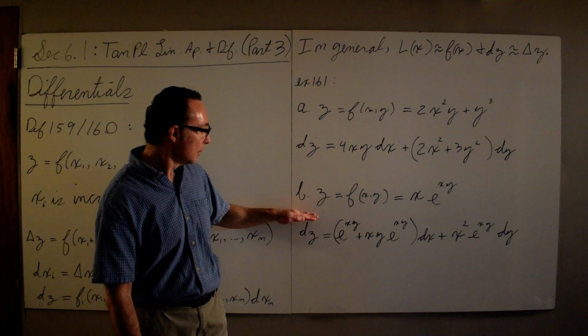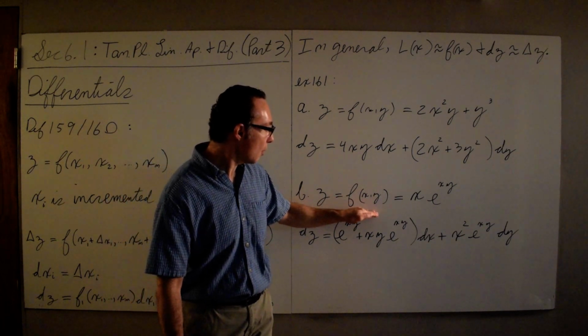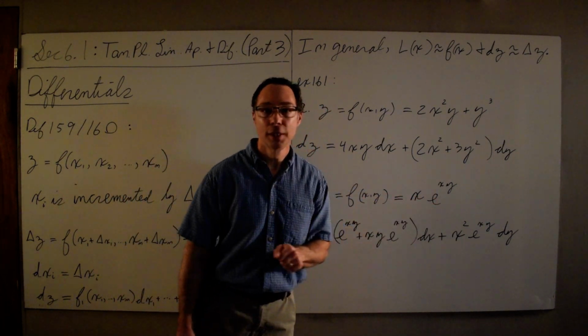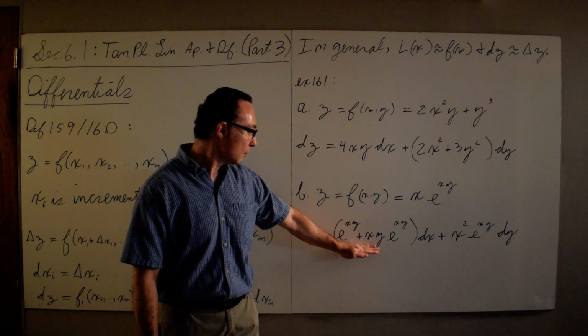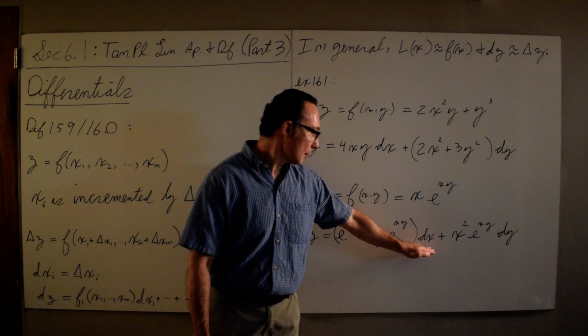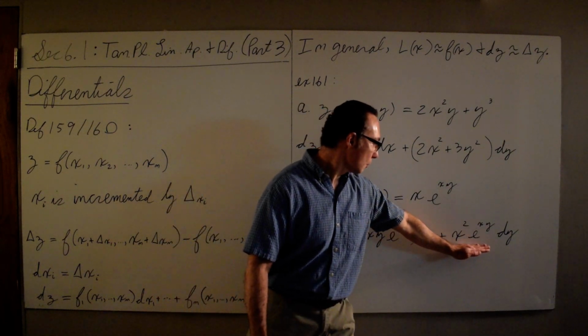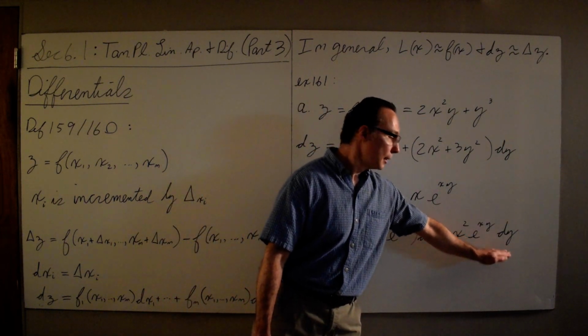For part B, we have z, f of x y, is x times e to the x y. Partial derivative with respect to x times dx plus the partial derivative with respect to y times dy.